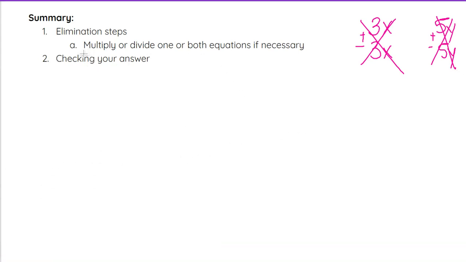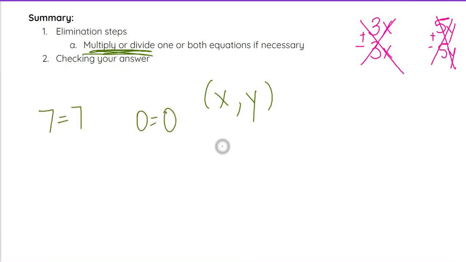So again, you may have to multiply or divide one or both of the equations in order to get them to eliminate. Again, just a quick reminder, you can always check your answers by plugging in whatever your x and your y values are from your ordered pair solution into both equations from the original problem. And if you do that and you end up with something like 7 equals 7 or 0 equals 0 or negative 9 equals negative 9 or something like that, a true statement, then it is a solution as long as it works in both equations.